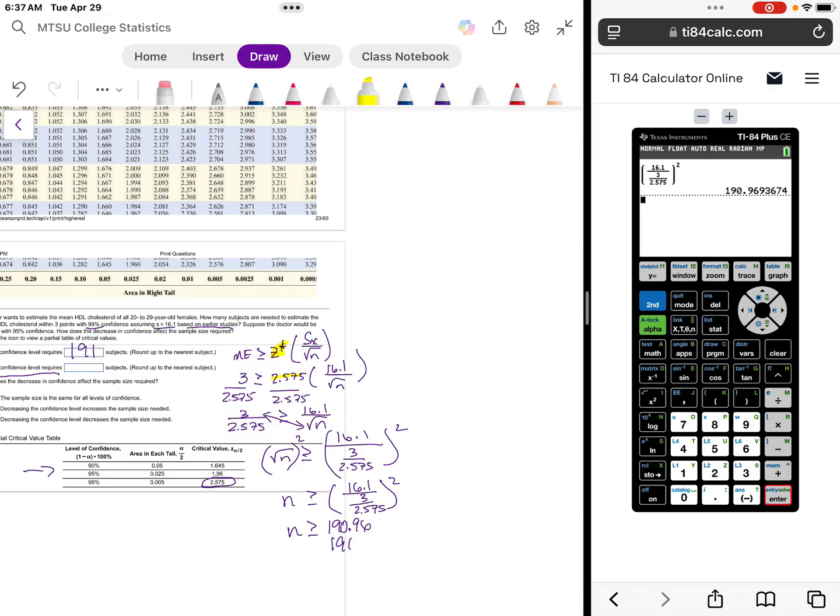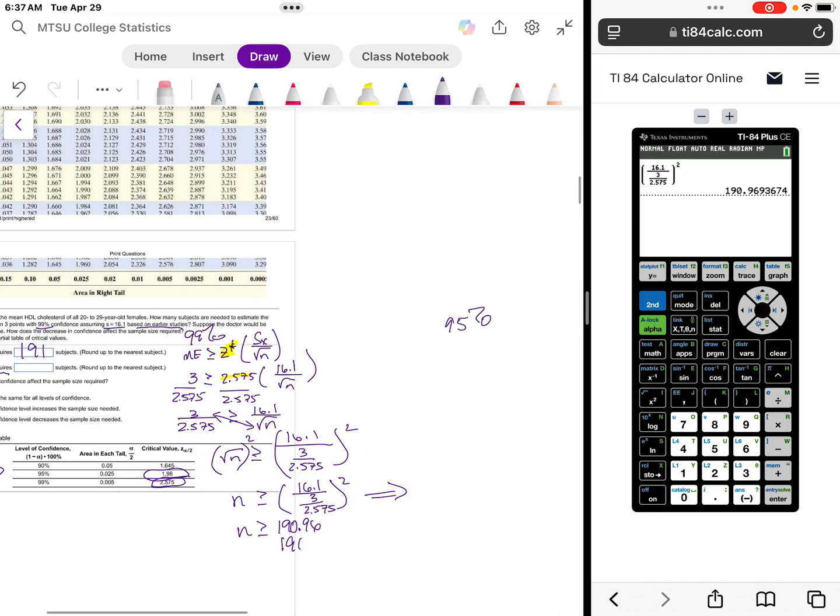That's the only thing that's going to change for the second action as we do it. So this was for 99%. For a 95%, all that needs to change is that Z star. So technically, we have our Z star here. 95% is 1.96. So really, I can go all the way down to this phase right here to speed up some time here, and say that n has got to be greater than or equal to 16.1 over 3 divided by 1.96 quantity squared. So that's the only thing I have to change.